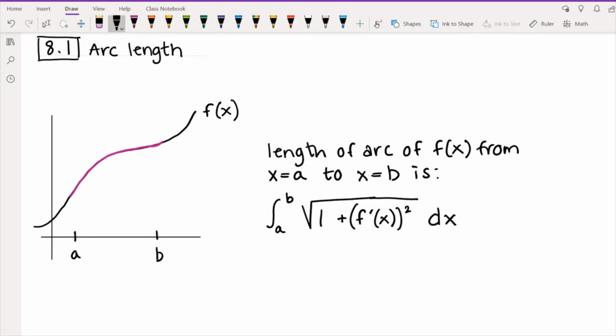And sometimes this is also written as, I'll just write it both ways, I mean, they're equivalent. But some people will also write it as 1 plus dy dx squared. It's just something about that looks a little bit nicer, I think.